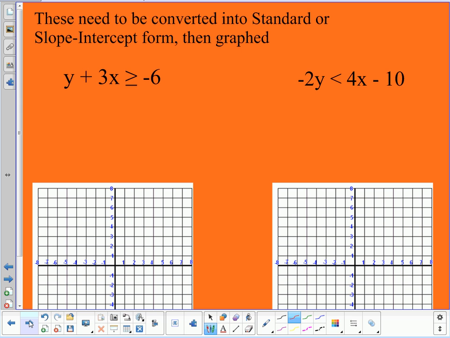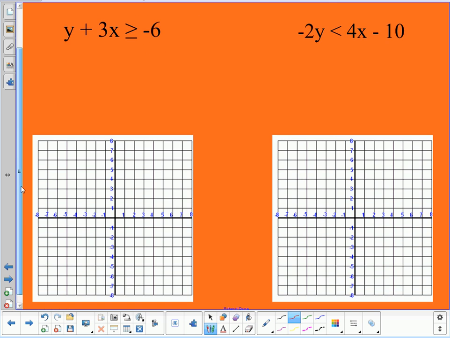So now I need to take these lines and solve for y in number 10. They're not necessarily in standard form, but they don't have y by themselves. So that's what I'm going to do. Y plus 3x is greater than or equal to negative 6. I first need to get rid of that 3x term. So then I have y is greater than or equal to negative 3x minus 6. All right, so y is alone.